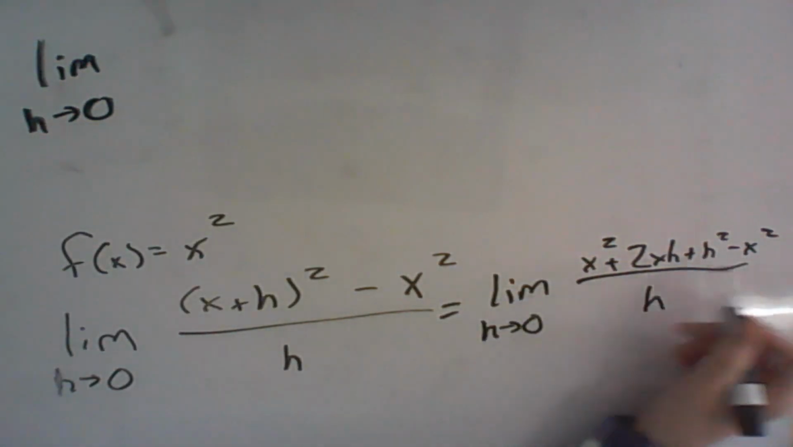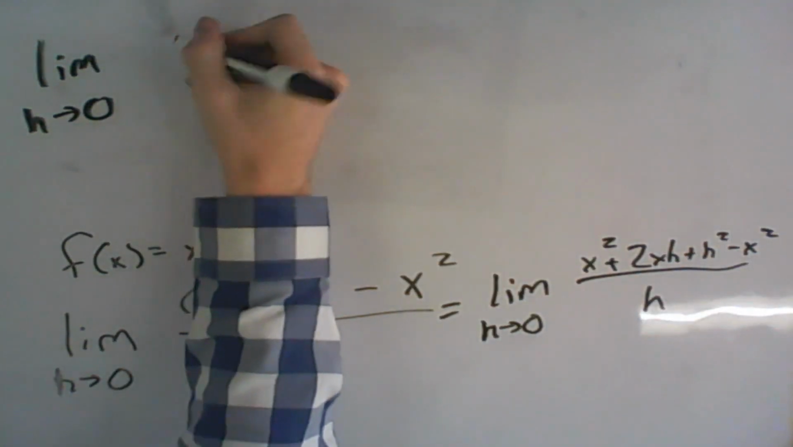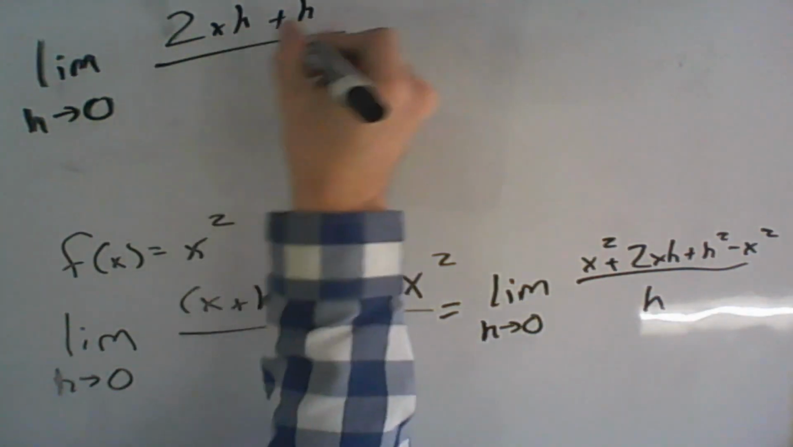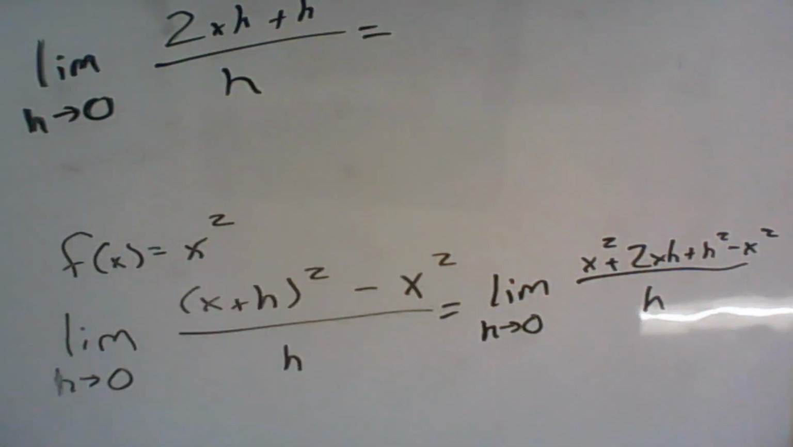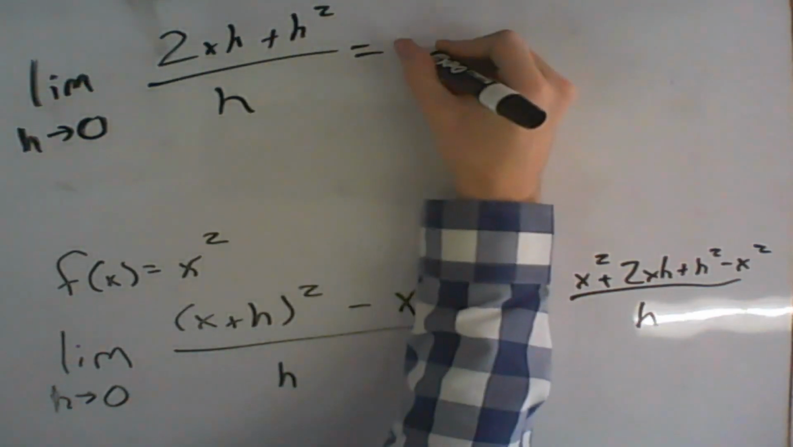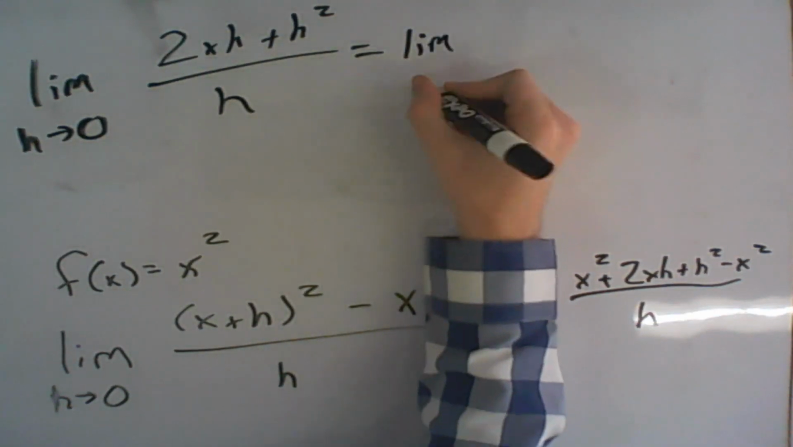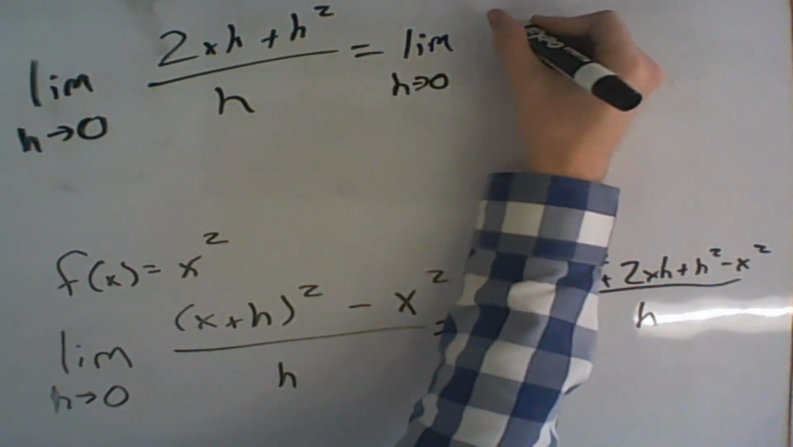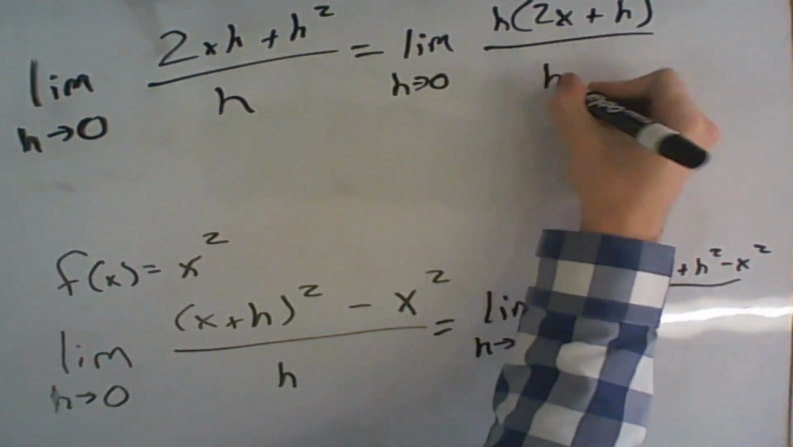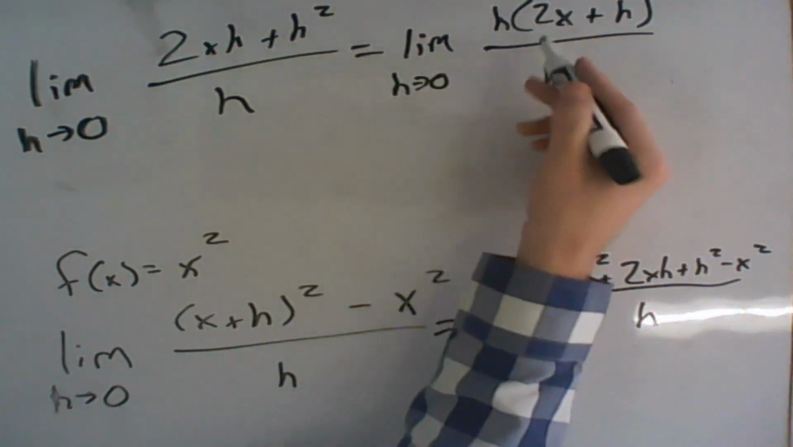Okay, so subtract the x's and you get, did they see me? Yeah, they haven't sent any comments. Okay, so we cancel out the x squares, and we get 2xh plus h squared. Sorry about that. And then you see how there's h's here? We're going to factor off that. So we get h on the outside, 2x plus h. There's an h on the bottom. Now is the point where we can cancel the h's.